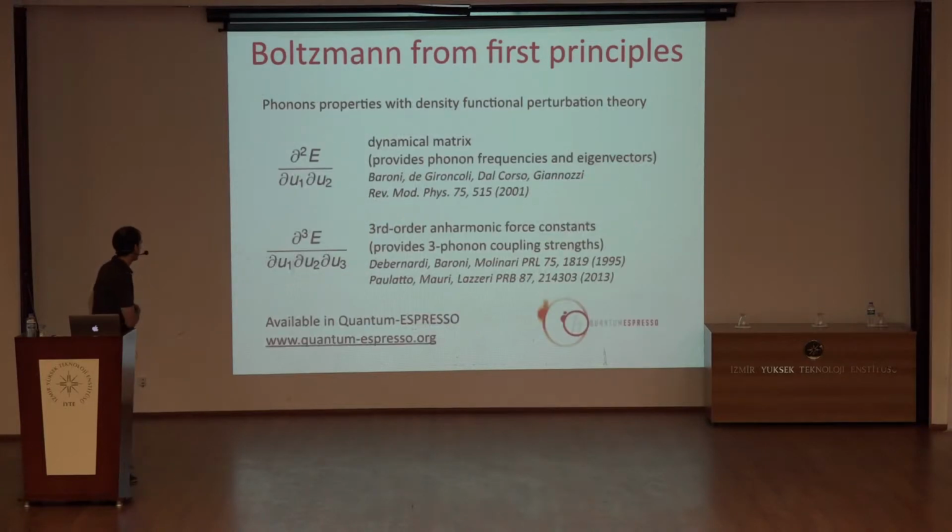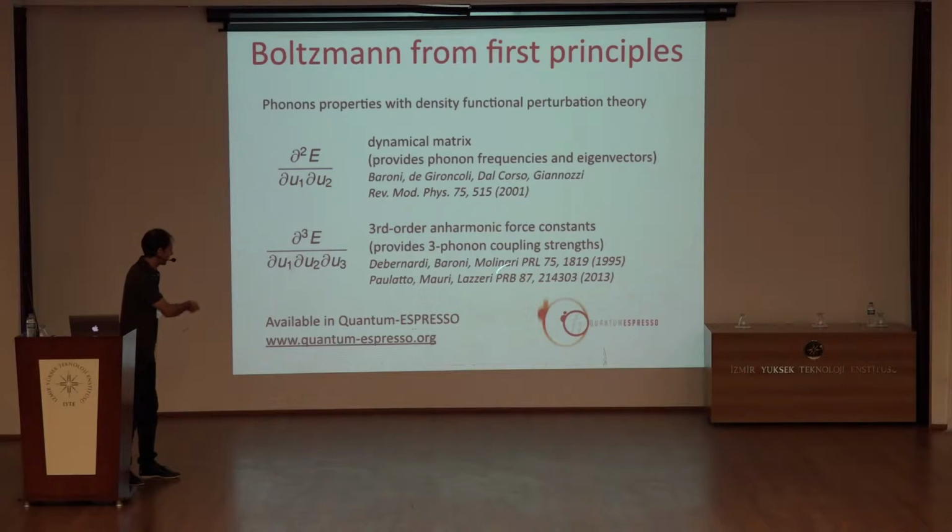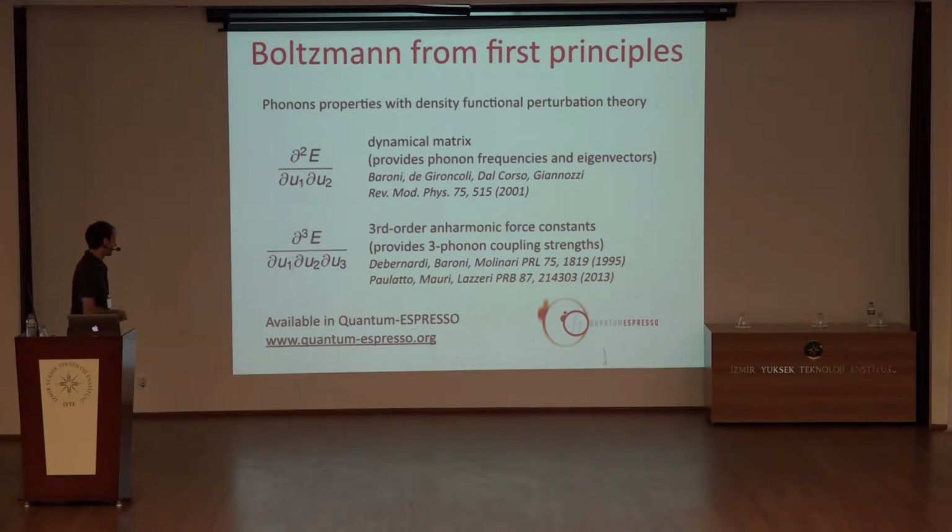the interaction, which is something we do from first principles. So you can get the dynamical matrix, which was also introduced in the previous talk, from density functional perturbation theory, and also this third derivative can be obtained with density functional perturbation theory, with a recent implementation that has been released in Quantum Espresso not so long ago.